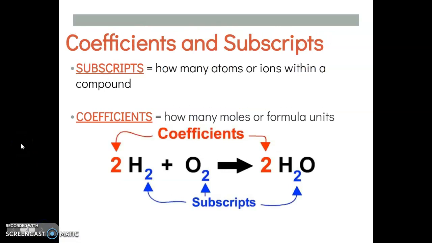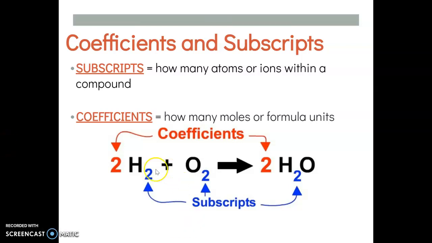Also just a reminder about the difference between coefficients and subscripts. Again, we've been counting atoms, so we've seen this before, but we just need to make sure we're on the same page. The subscript tells you how many atoms or ions are within a compound, and the coefficients tell you how many moles or formula units. We haven't talked about moles yet. So basically it's just telling you how many of each compound or molecule there is, right?